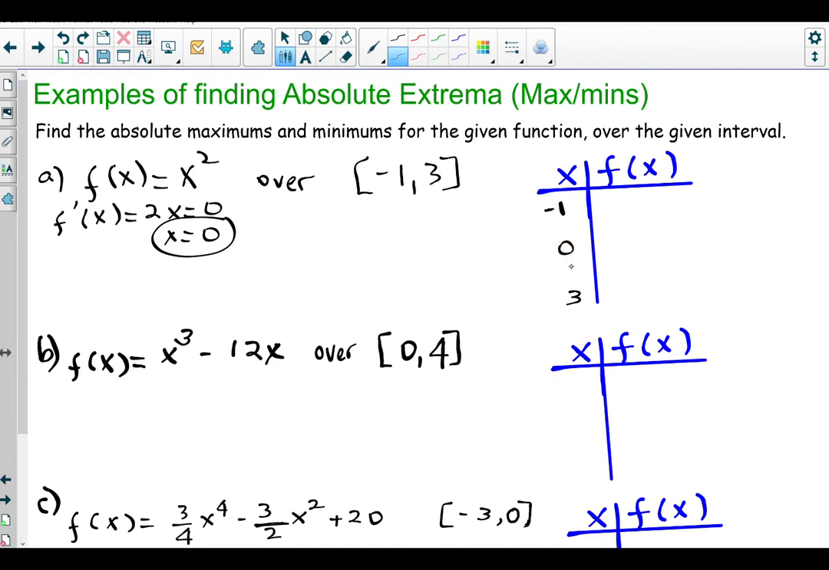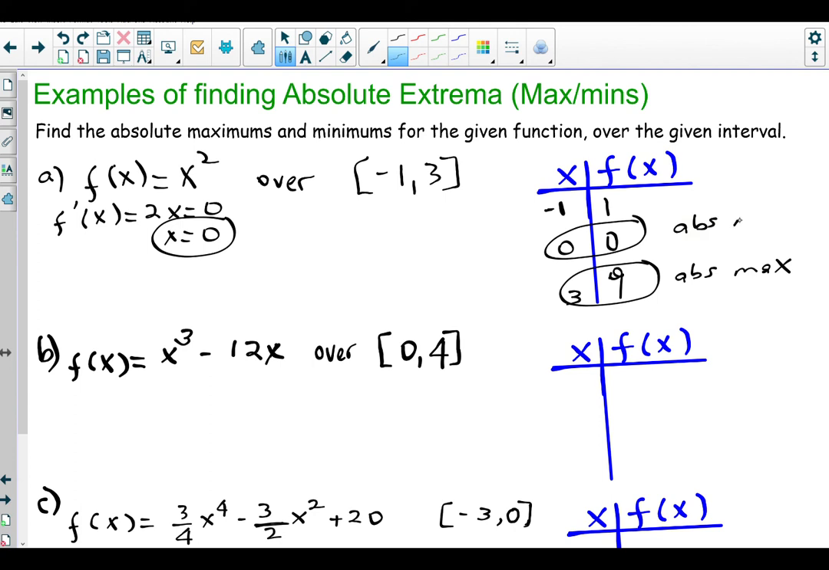Now each one of these values, go ahead and plug into the original function. Since it's the squaring function, you get a 1 here, a 0 there, a 9 there. And look at now the highest point, the absolute largest number under the f of x column. That is your absolute maximum. And the lowest point in that column, that is your absolute minimum.